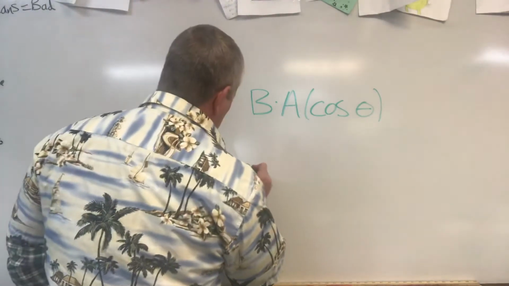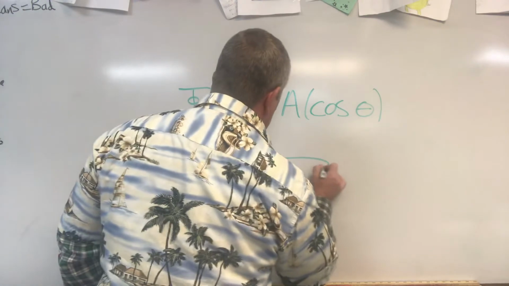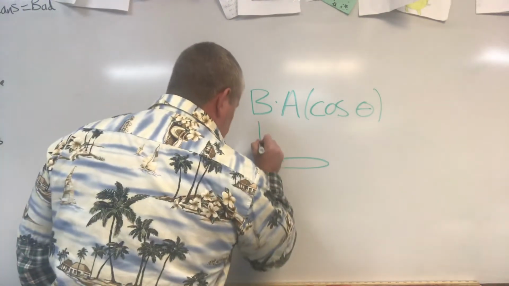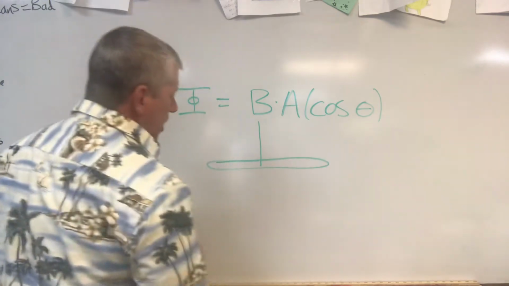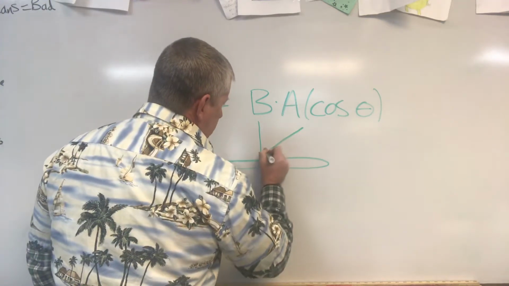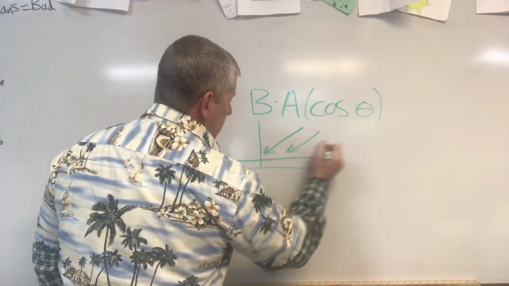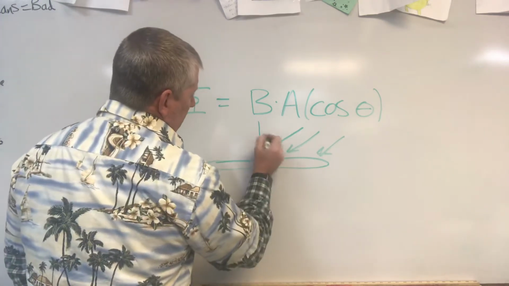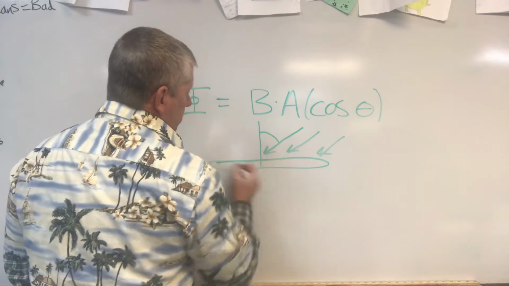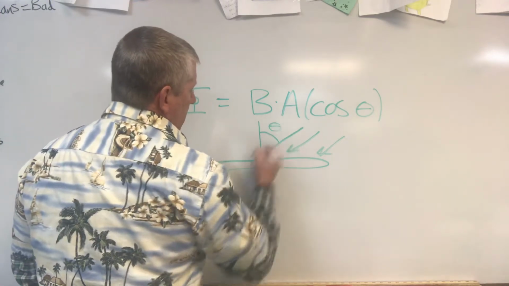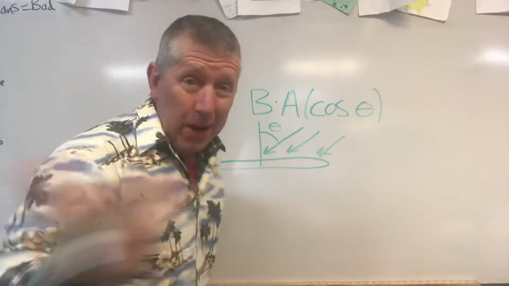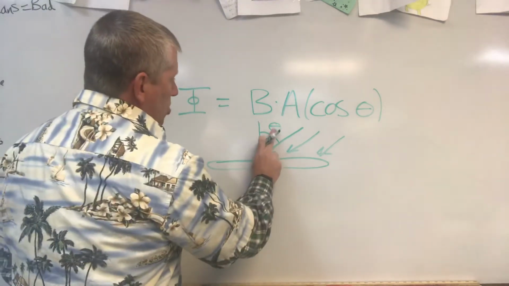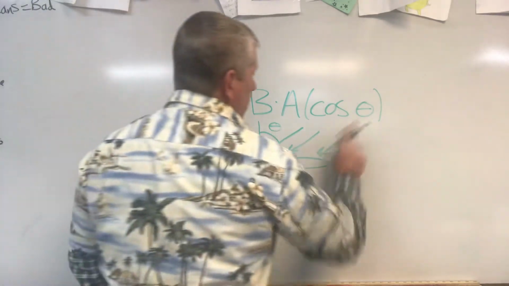But if I were to draw, so this is the plane of the wire. Here's the wire, kind of looking at it straight. And here's your perpendicular to the plane of the wire. Here's your magnetic field, and some field lines representing that magnetic field. If these field lines are at 70 degrees to the perpendicular, the cosine of 70 would go in here.